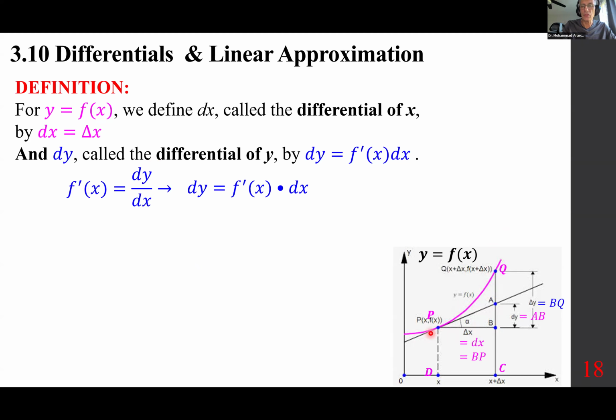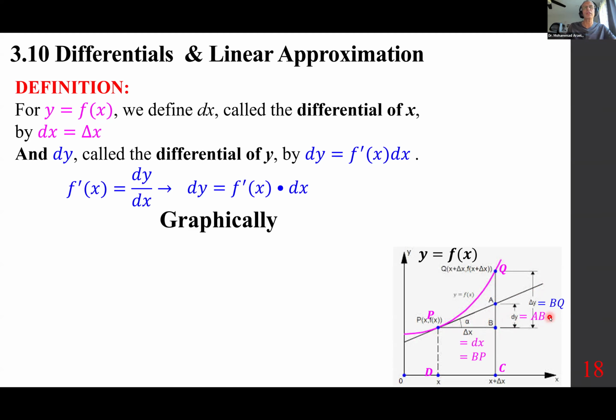If we draw a tangent line, the run, delta x, and dx are the same. For the tangent line, we call the run dx. For the curve, we call it delta x. Now the rise along the curve is delta y. Along the tangent line it is dy, two different things.